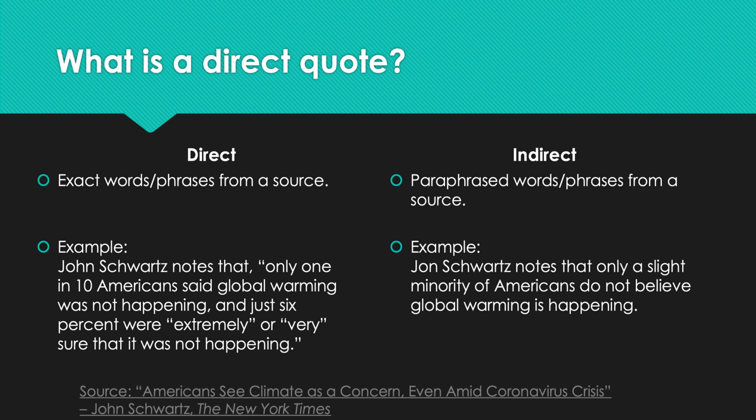Now, if we look at the example on the right-hand side, it just states, John Schwartz notes that only a slight minority of Americans do not believe global warming is happening. Now, we can look at it just visually. The example on the left is a lot longer than the one on the right, right? The one on the left has much more information, much more detail, as opposed to the one on the right.